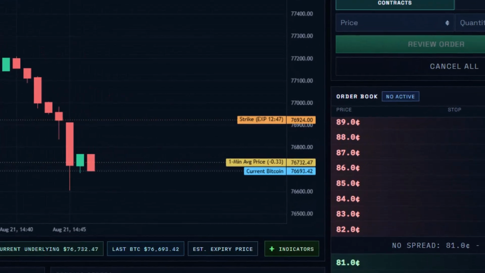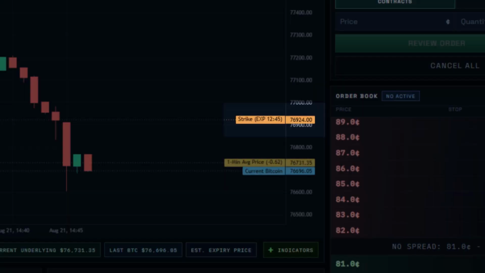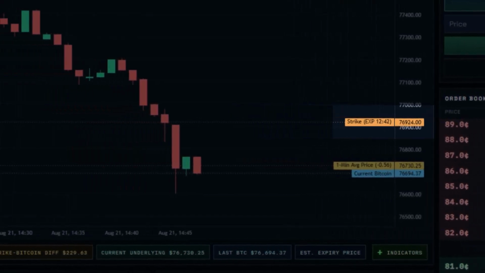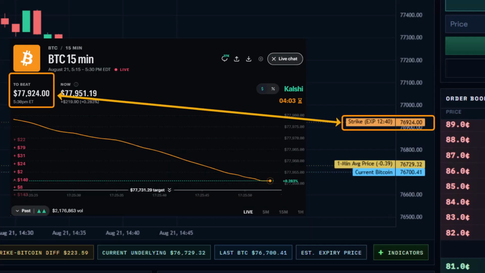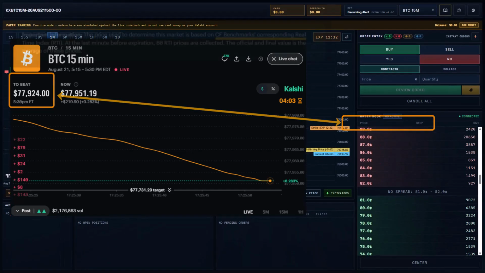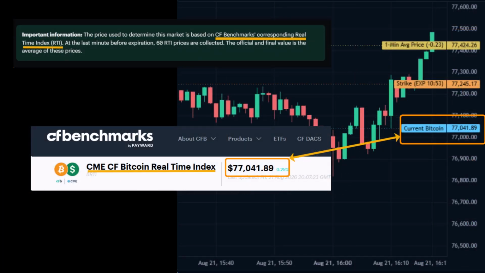First is the strike price. This is the price the market is trading around. For example, if the strike is $65,000, you are trading on whether Bitcoin will finish above or below $65,000 when the market expires.